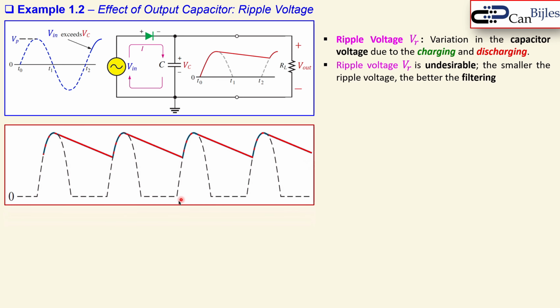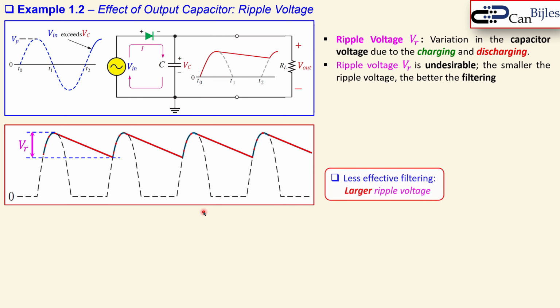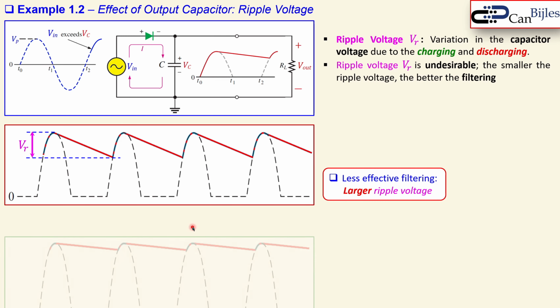So if I have this as an example, I blew up this part and repeated this for several cycles. You see this part has the peak value here and the minimum value there. The max and the minimum value, this is called the VR, which is quite large if I look at the peak here. So in this case, less effective filtering and larger ripple voltage.